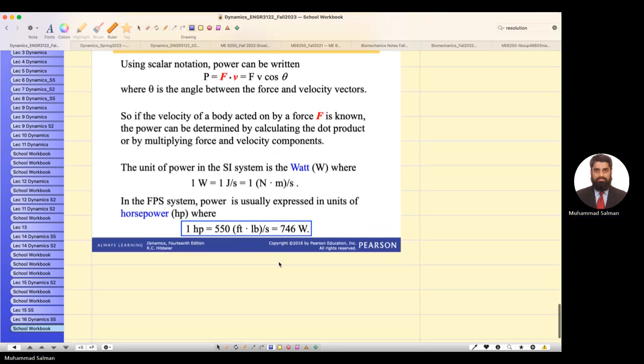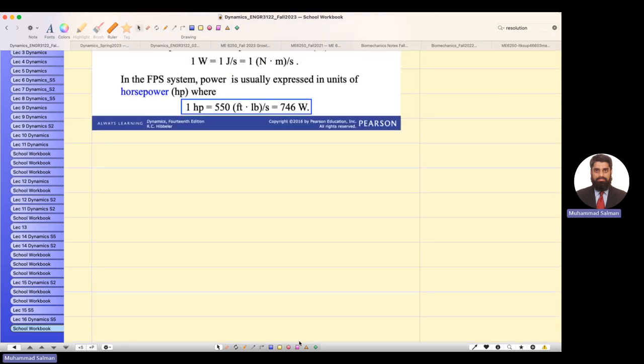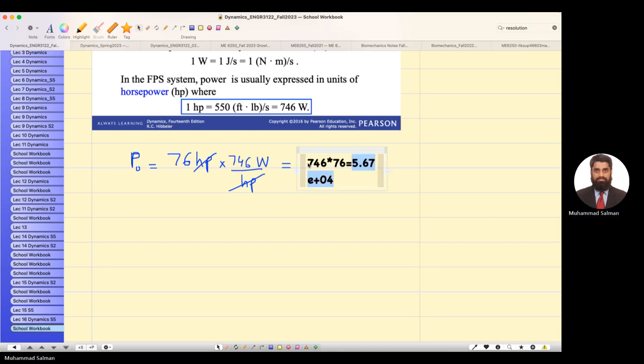Okay, guys. So for example, if I have a car which is delivering an output power of 76 horsepower, how can you go from horsepower to watts? Multiply by 746 watts divided by horsepower. Horsepower is cancelled by this. What do you guys get? 746 times 76. Okay, that's good.